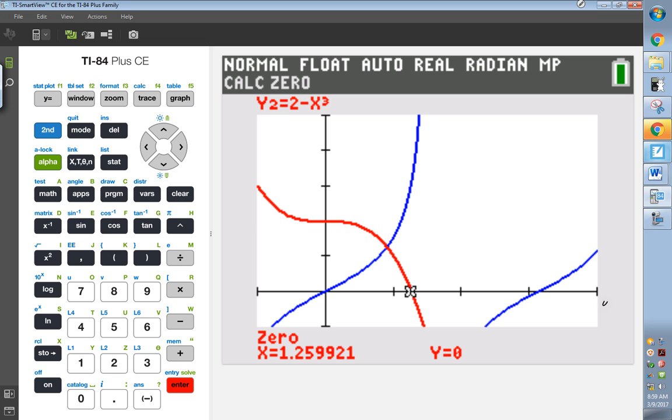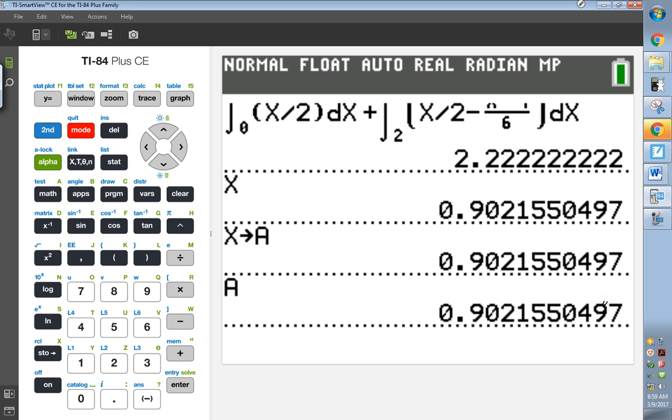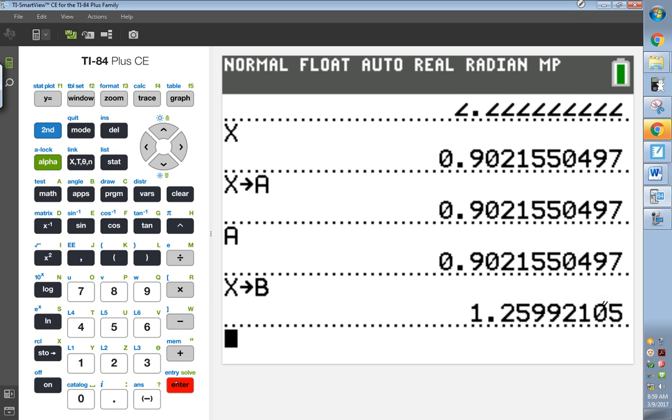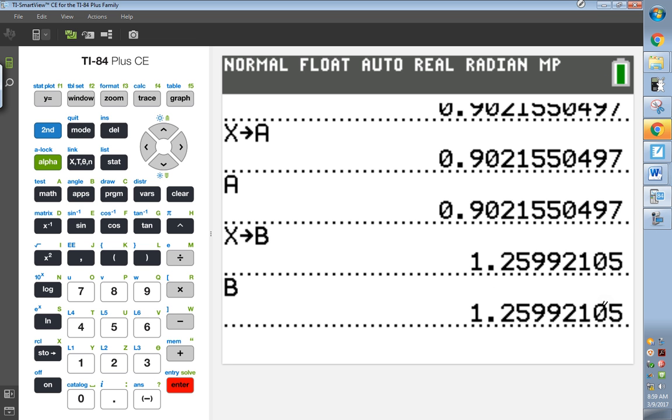So again, I'm going to do the same thing. I'm going to take that X value that I have, and I'm going to store it as the letter B. Alpha B. I want to store that thing as alpha B. Now, anytime I use B, it gives me that number. Questions?